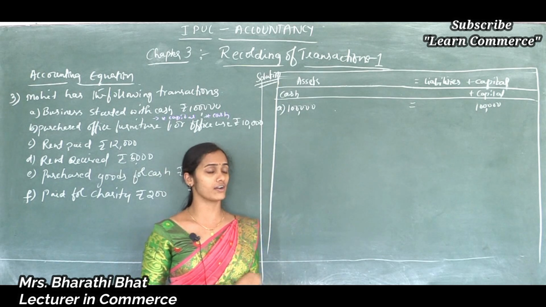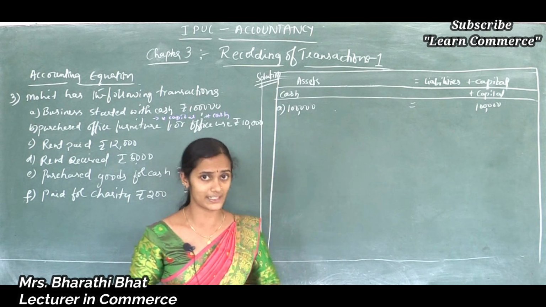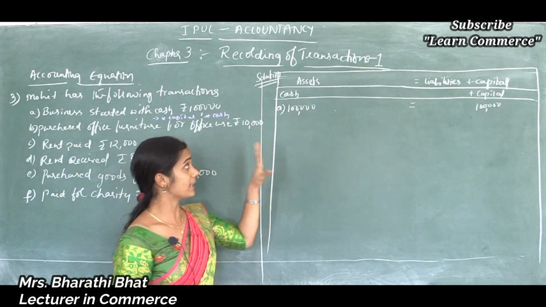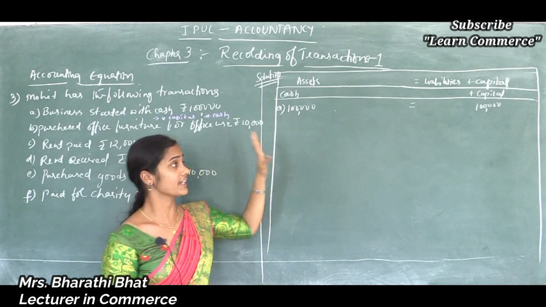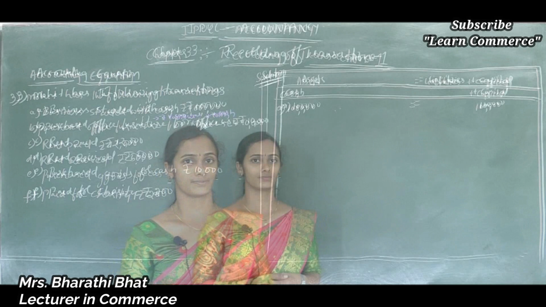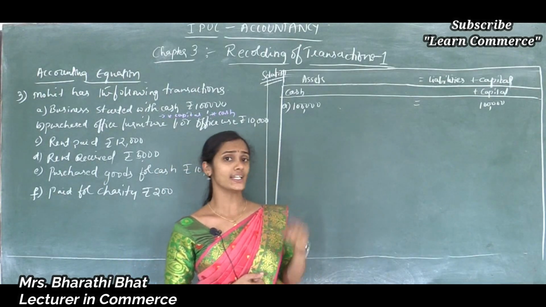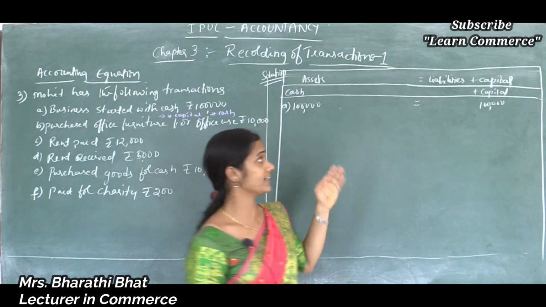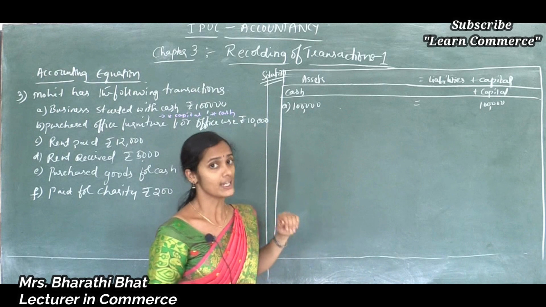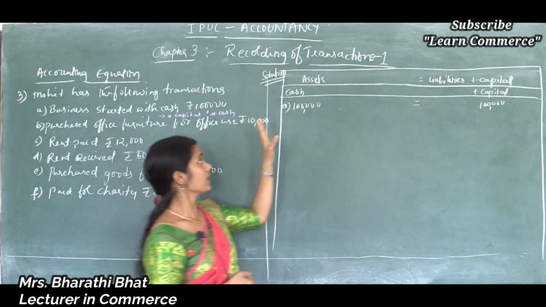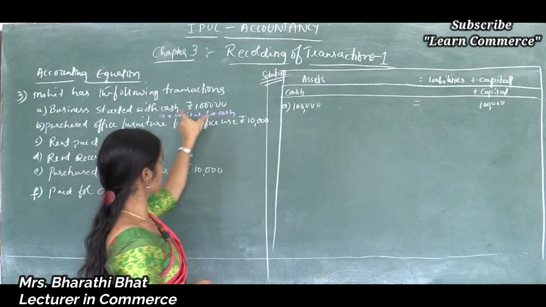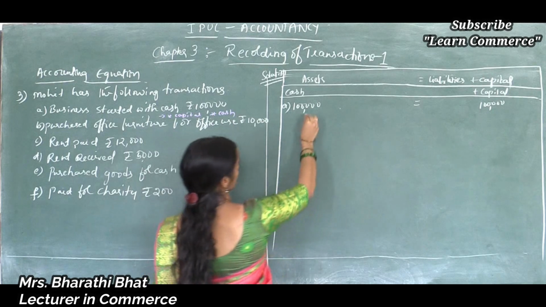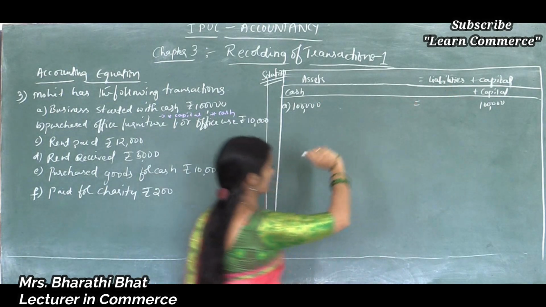What is the rule of this asset and capital? What is the rule of asset? Increase in asset is to be debited, decrease in asset is to be credited. In the same way, increase in capital is to be credited, decrease in capital is to be debited. So by following that rule, here two accounts: one is cash, another one is capital. So cash increases, capital also increases.